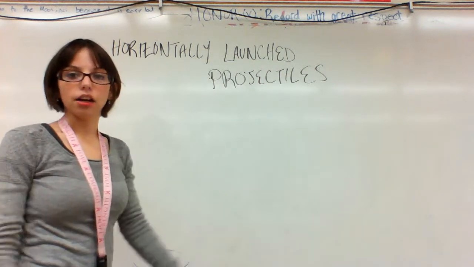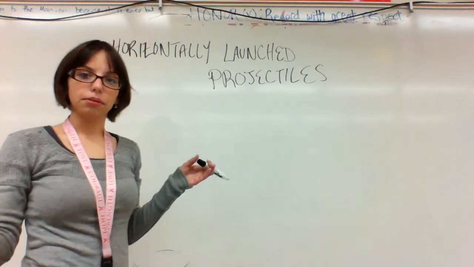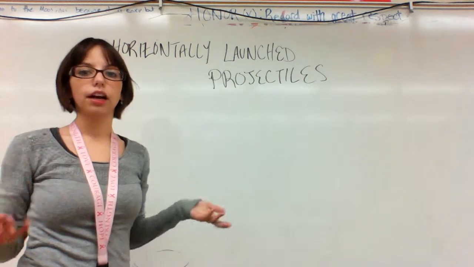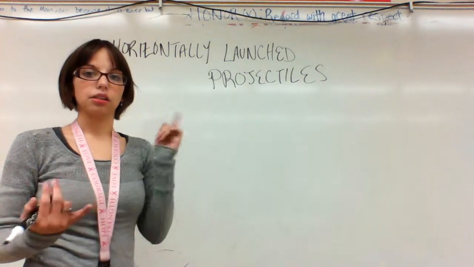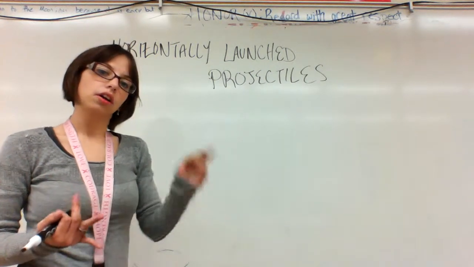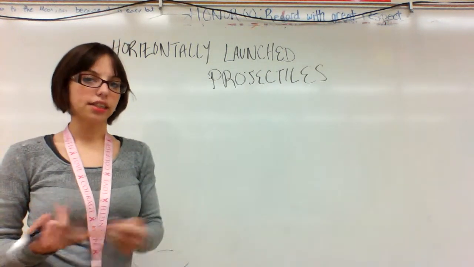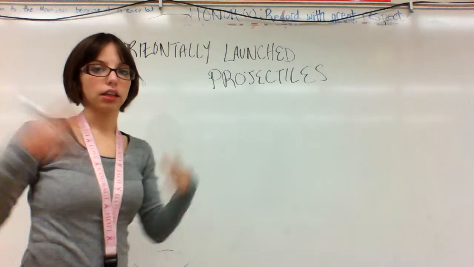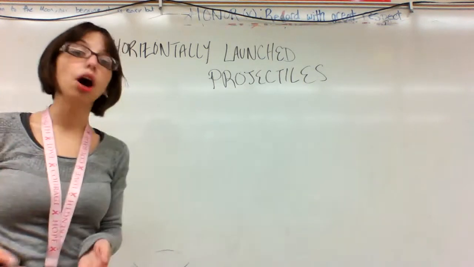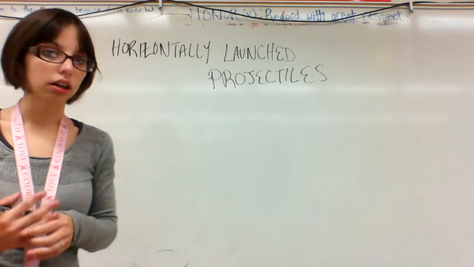Projectiles launched horizontally. So you have a projectile launched horizontally. How do you find your other variables? That includes horizontal range, final vertical velocity, and time. So, let's start by identifying how we know if something is launched horizontally.